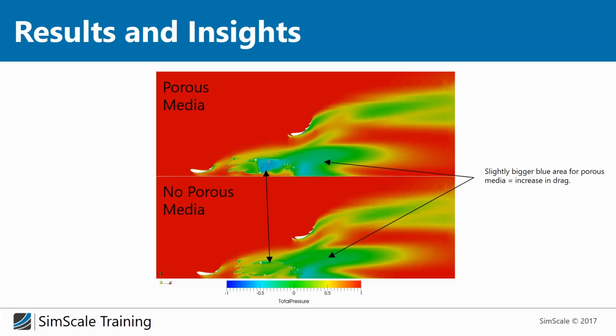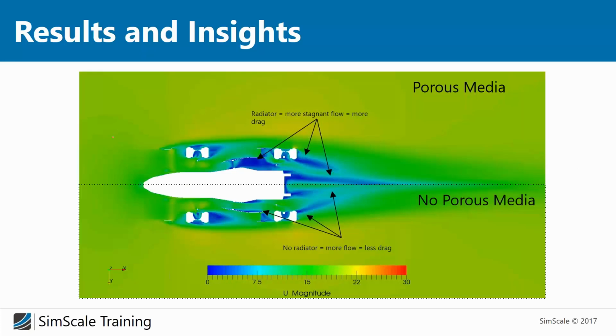And since the air is leaving the duct with much lower velocity and a lower pressure here, it changes the overall flow topology, as you can see. And for sure the porous media or the radiator will also increase the drag a little bit.